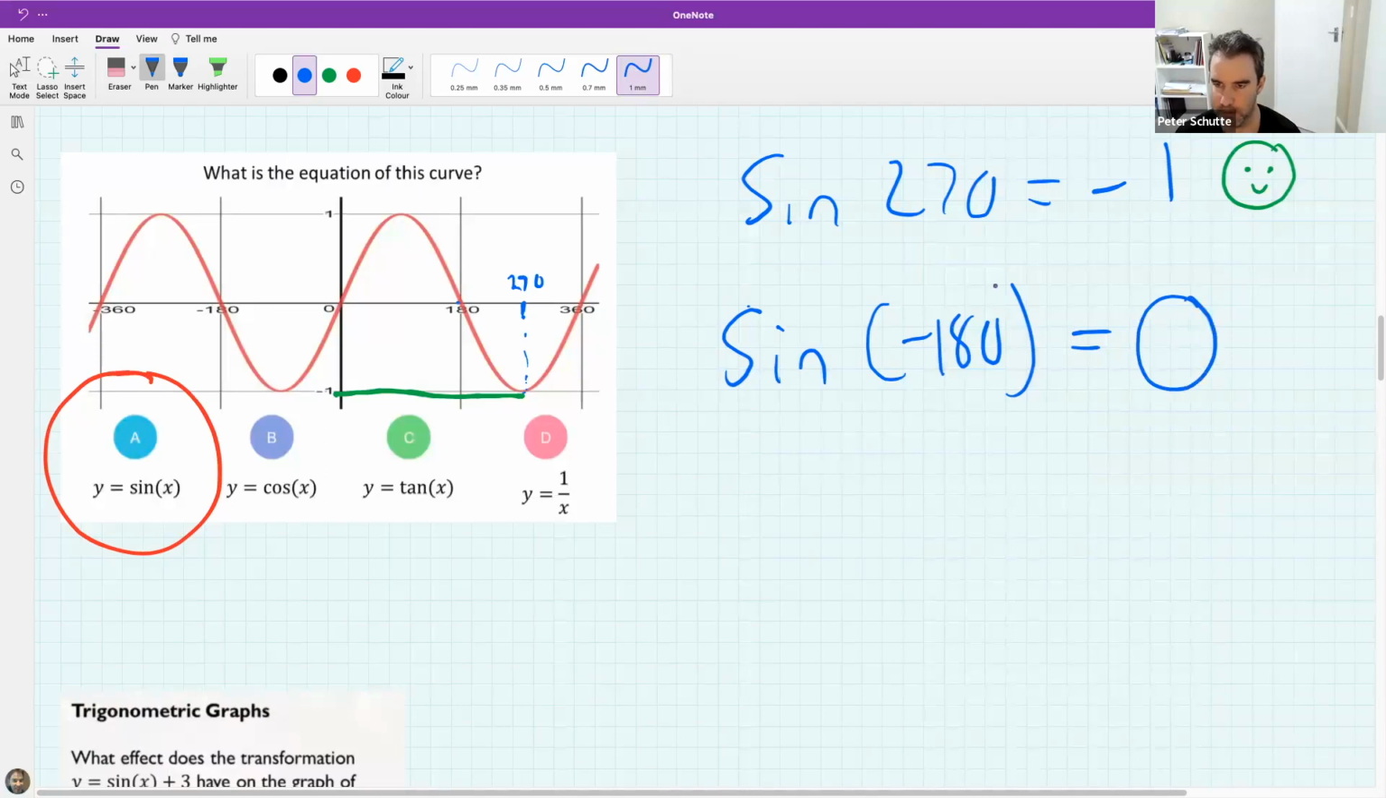Yeah, it's going to be 0. And the reason you know it's 0 is you can literally see it. You can see that that point is in line with 0.